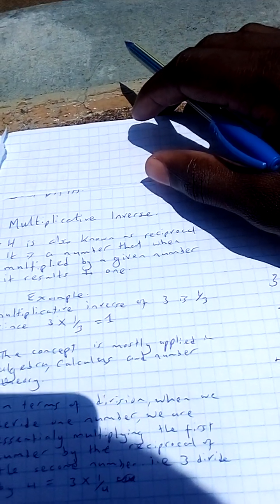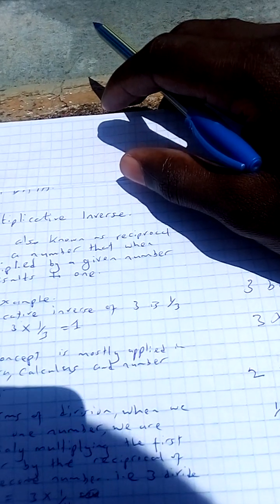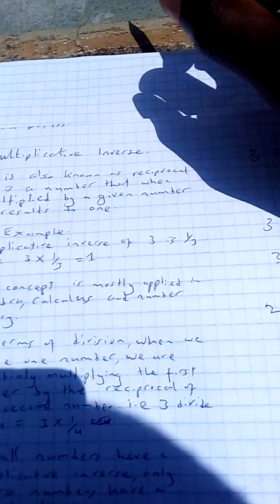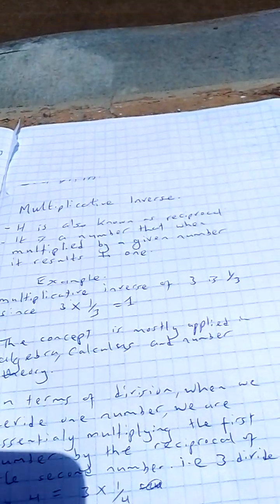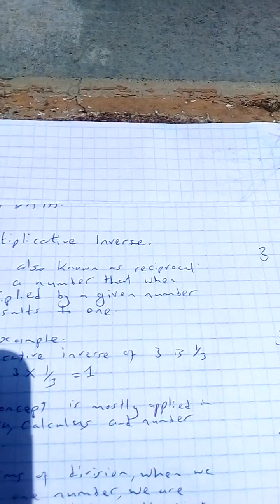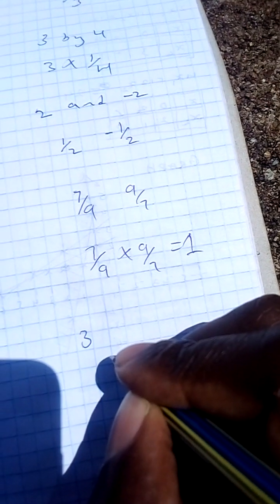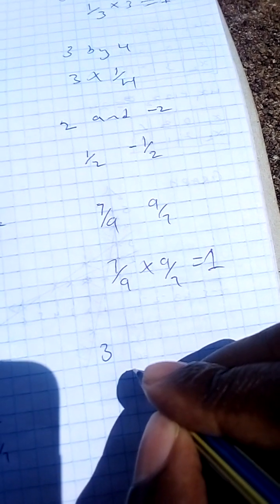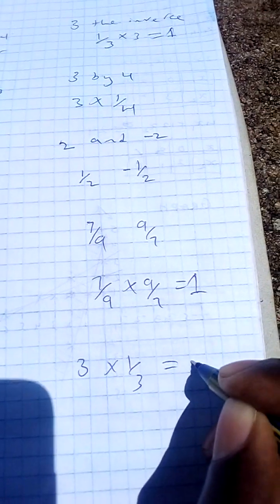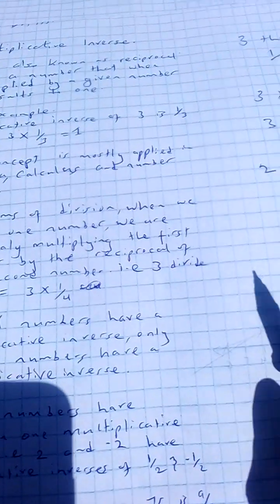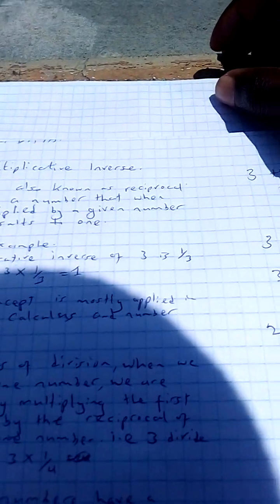Multiplicative inverse is also known as the reciprocal. It's a number that when multiplied by a given number results in 1. Let's take this example. The inverse of 3: we take 3 and multiply by 1 over 3, which results in 1. This concept of multiplicative inverse is applied in algebra, calculus, and number theory.